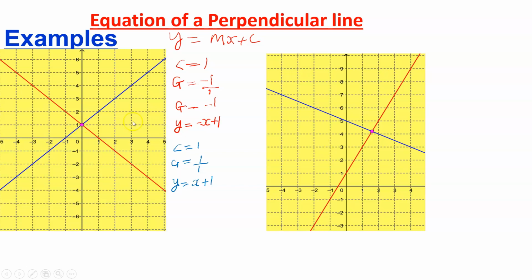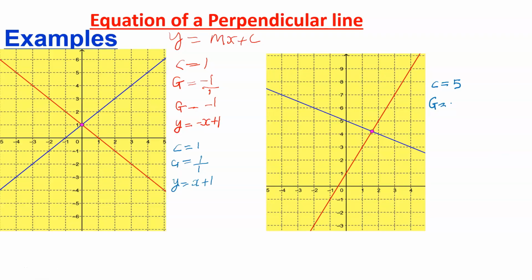Here I have another pair. Let me start with the blue line. It doesn't matter which one you start with. The blue line has an intercept of 5. And its gradient: if you go 1 step this way, it is a half. Let us take 2 steps. If we take 2 steps across, we are going down by 1. Going down means negative.